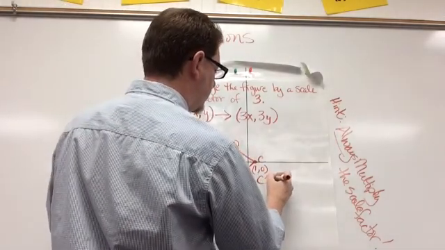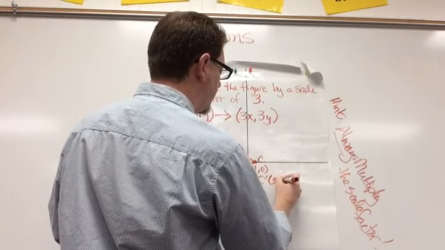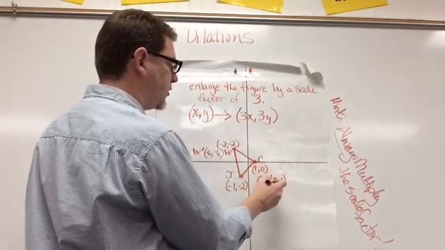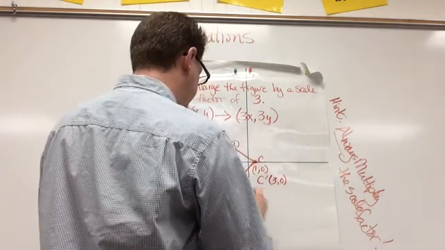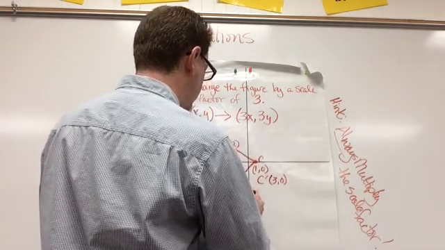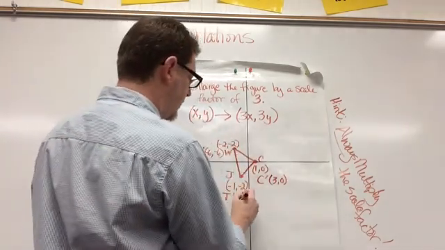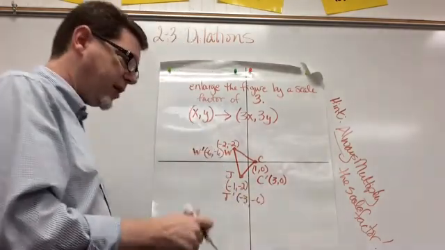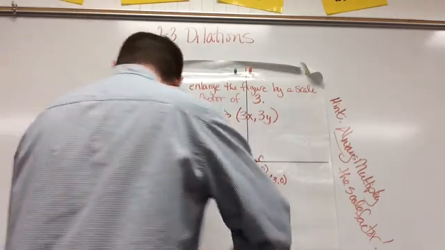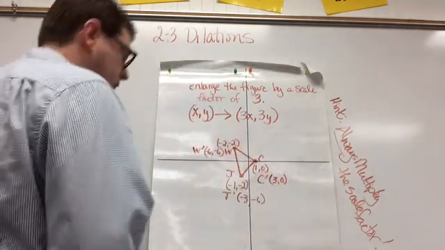C prime is going to be 3, 0, because 3 times 1 is 3, and 3 times 0 is 0. And then J prime is going to be 3 times -1 is -3, and 3 times -2 is -6. So now I'm going to use a different color marker, and I'm going to plot this.